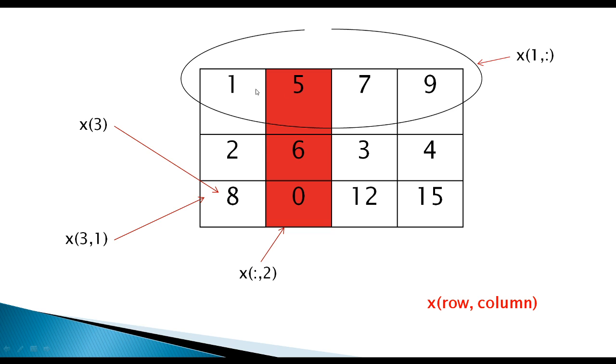Let us consider this 3 by 4 matrix, which has 3 rows and 4 columns. If you want to access any element of the matrix, the standard method is name the matrix, open a parenthesis, specify the row and the column. For example, if I want to access this particular 8, which row and column does it belong to? It belongs to the third row and the first column. So I will say x in bracket 3 comma 1, it will give me the answer as 8. This is one way of extracting the element.